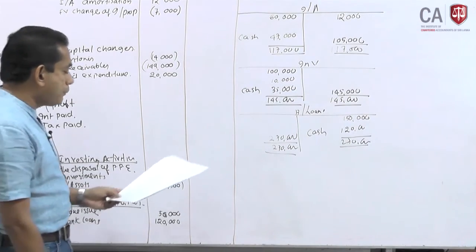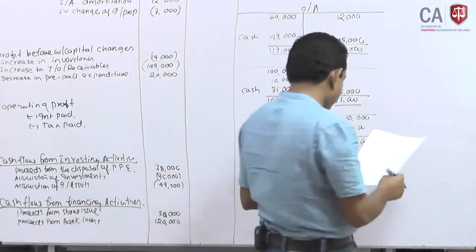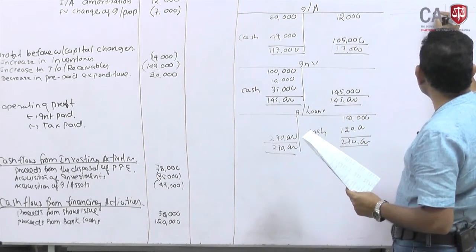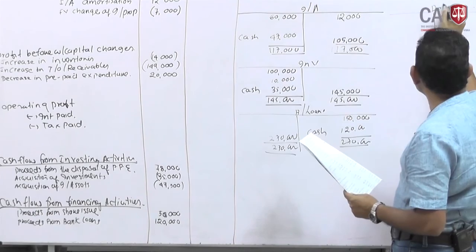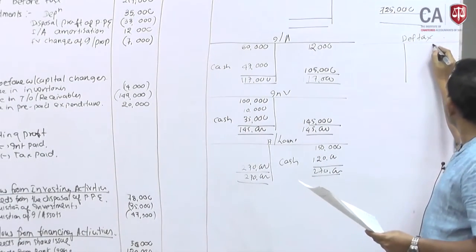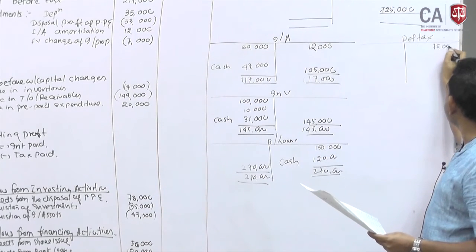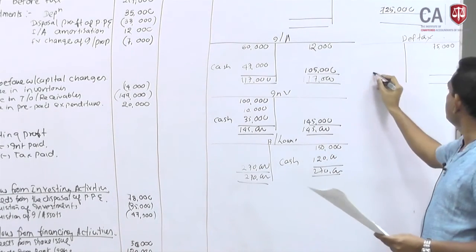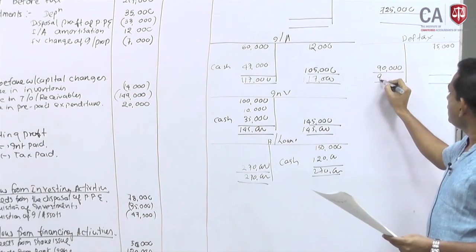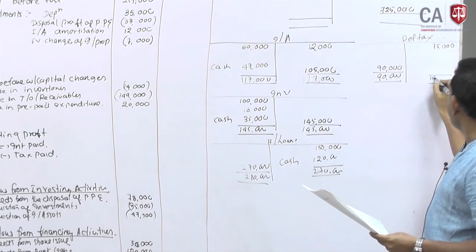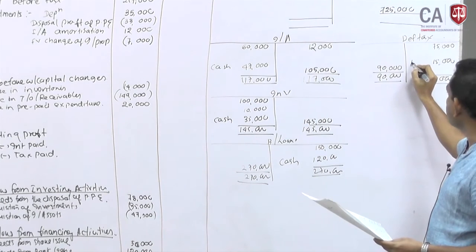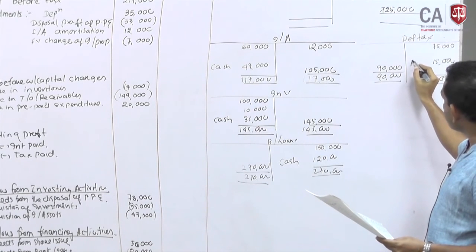Then deferred tax liabilities. Let us open up deferred tax account, take the opening and closing balances. Opening balance on the credit side 75, closing balance should be 90. Deferred tax has increased by 15,000 during the current year. Where will you debit this to? You will debit this to tax expenditure.